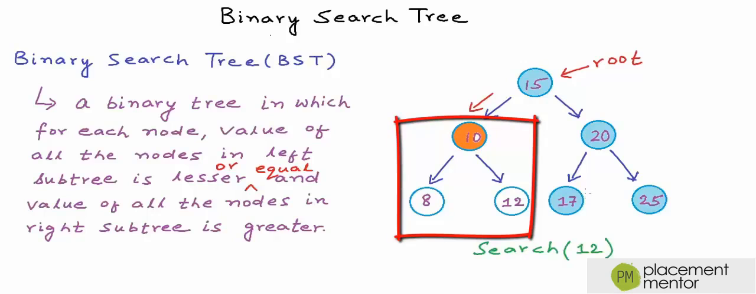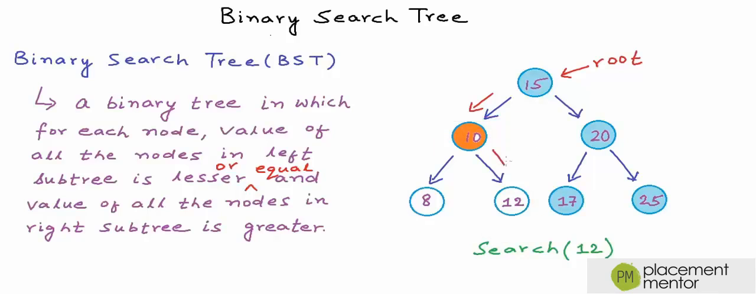So we have reduced the search space to only these three nodes having value 10, 8 and 12. Now once again we'll compare 12 with 10. We are not equal. 12 is greater. So we know that we need to go looking in the right subtree of this node with value 10. So now our search space is reduced to just one node. Once again we will compare the value here at this node and we have a match.